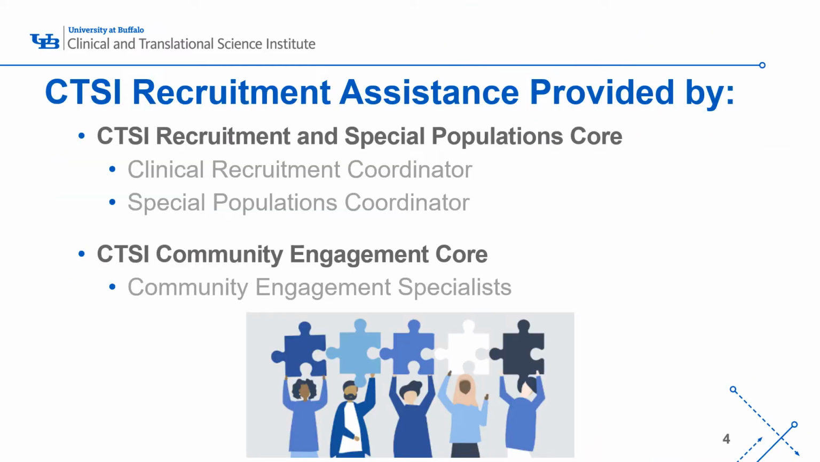So two different cores within our CTSI can provide recruitment assistance. The first is our CTSI Recruitment and Special Populations Core, which is comprised of myself, the Clinical Recruitment Coordinator, and our Special Populations Coordinator. Our CTSI Community Engagement Core can also provide recruitment assistance, focused specifically on how to engage our community, and we have two community engagement specialists that would love to help out your team.